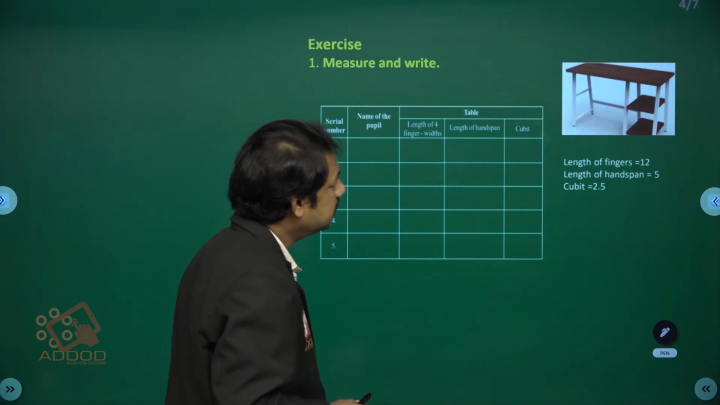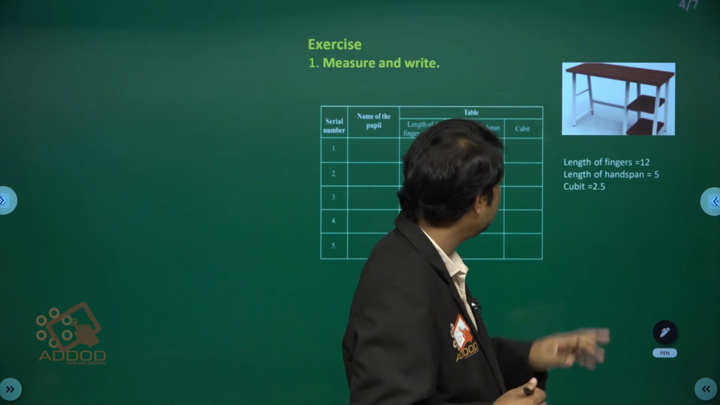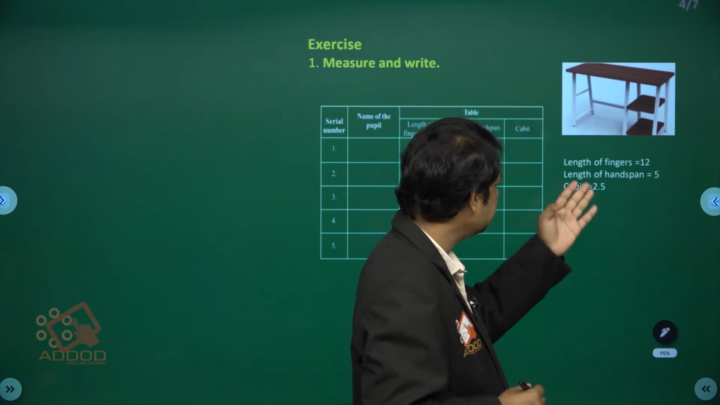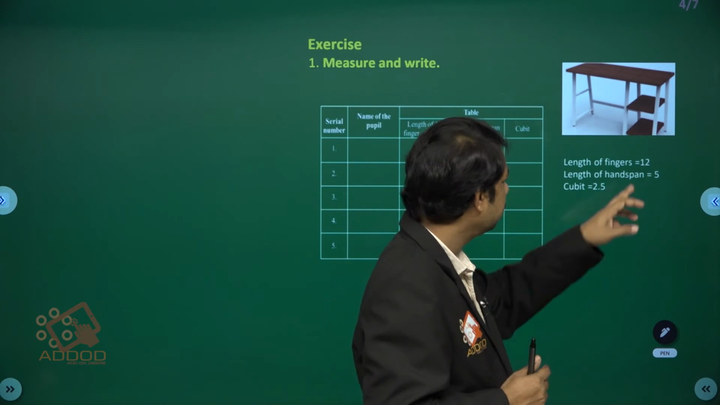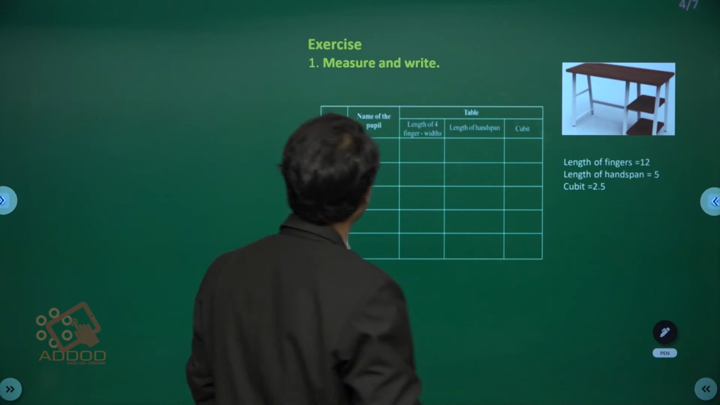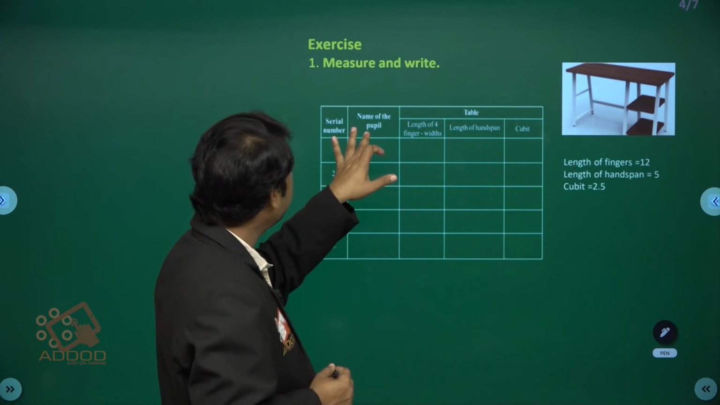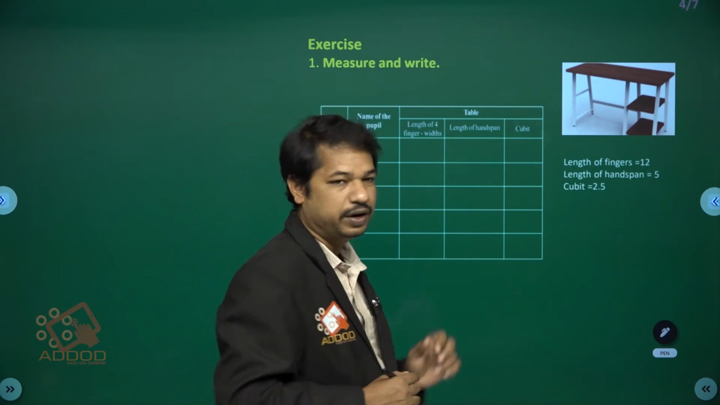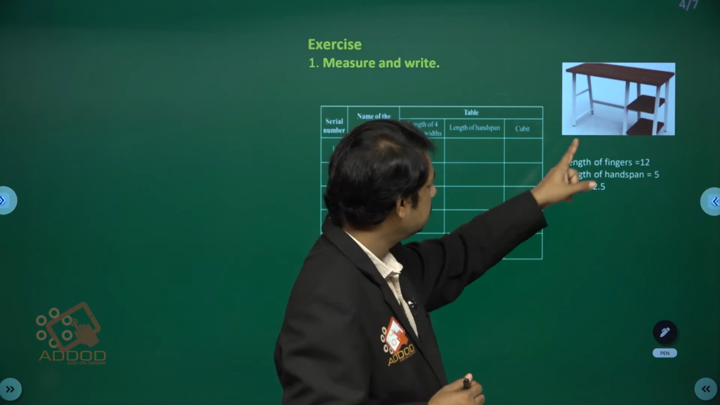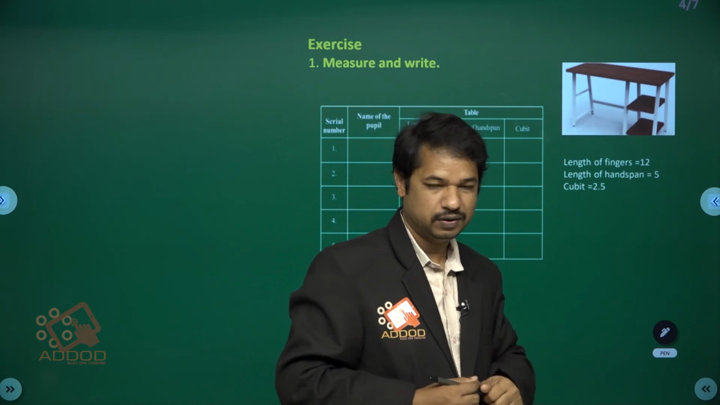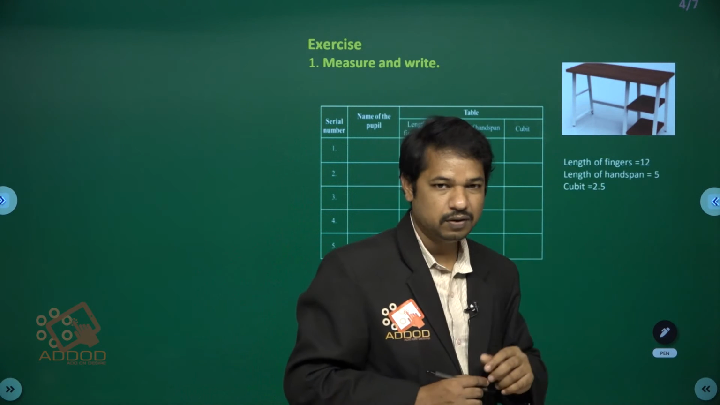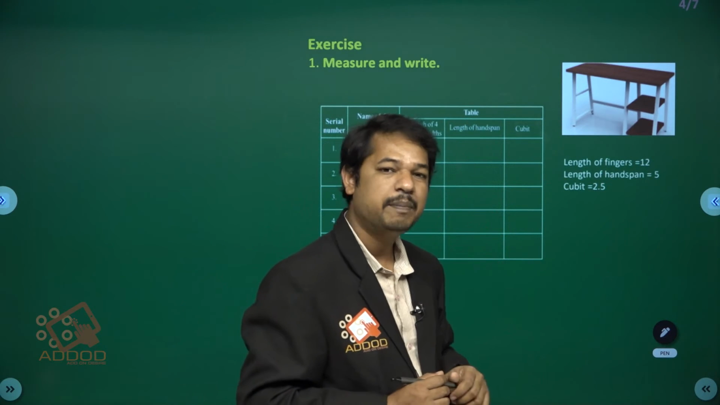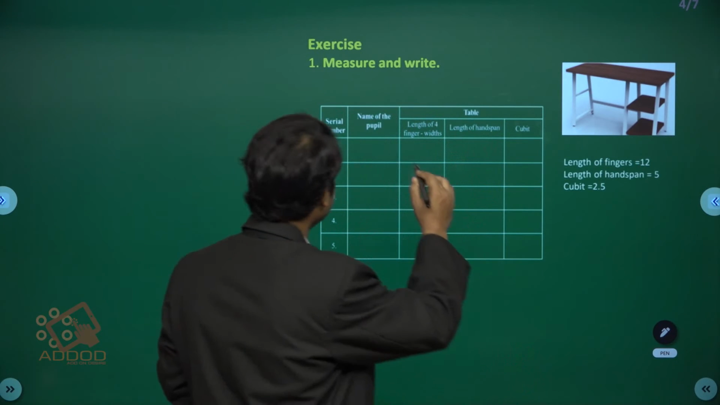Measure and write. See children, this is the table, length of the fingers. Fingers means 4 fingers width. There are 12 fingers. See children, this is the table, name of the people. Next, table. This is the one table. This table is taken by me for using measures. Okay. Name of the people.